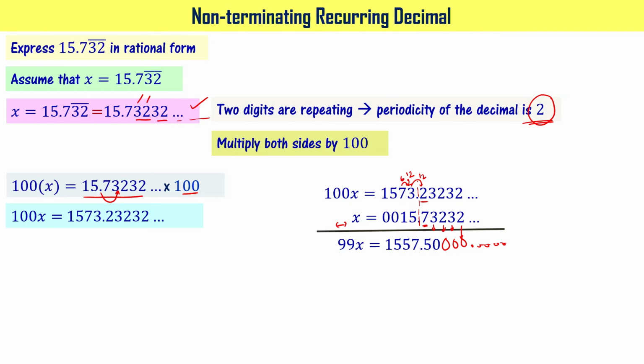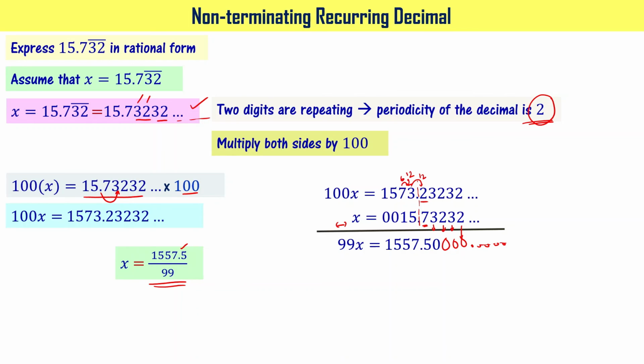Right? 99x equals 1557.5000 and so on. It means I can write x equals 1557.5 divided by 99. You see here you have a ratio of two numbers. But this is not an integer. The numerator is not an integer, right? That's why you should not stop here.